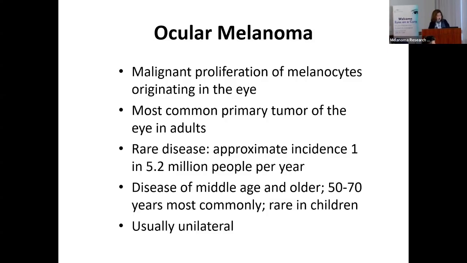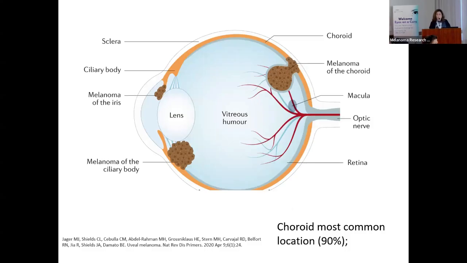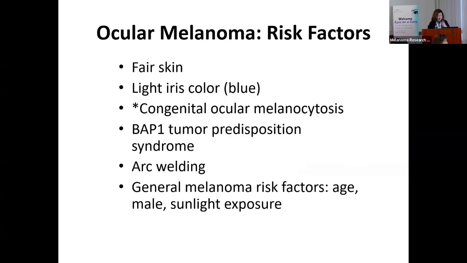Generally, ocular melanoma is unilateral. The choroid, which I showed you on cross-section, is the most common location for ocular melanomas. And this is a diagram of that. And then ciliary body is number 2, followed by iris.